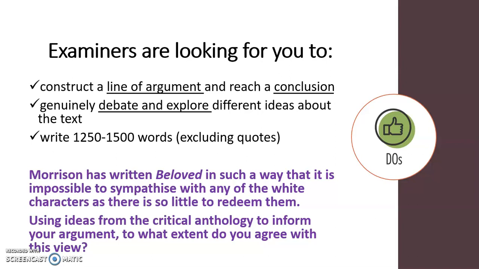So this bit in purple then is an example question that you might arrive at that achieves these things that the examiners are looking for. Morrison has written Beloved in such a way that it is impossible to sympathise with any of the white characters as there's so little to redeem them. Using ideas from the critical anthology to inform your argument, to what extent do you agree with this view?